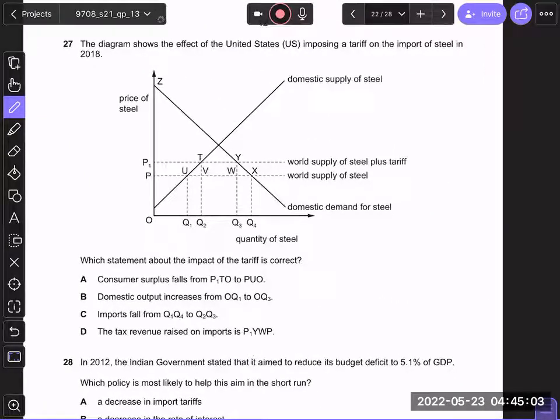The diagram shows the effect of the United States imposing a tariff on the import of steel in 2018. Which statement about the impact of the tariff is correct? Consumer surplus falls from PTO to PUO. Domestic output increases from OQ1 to OQ3. Imports fall from Q1, Q4 to Q2, Q3. The tax revenue raised on imports is P1YWP. See, this is the tax revenue.